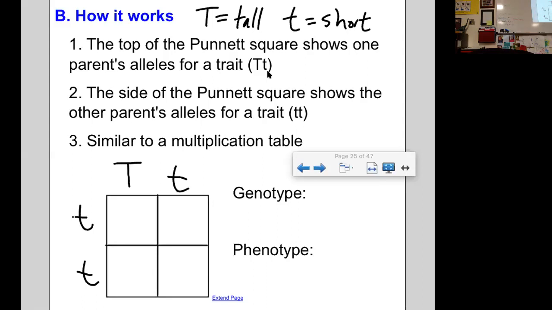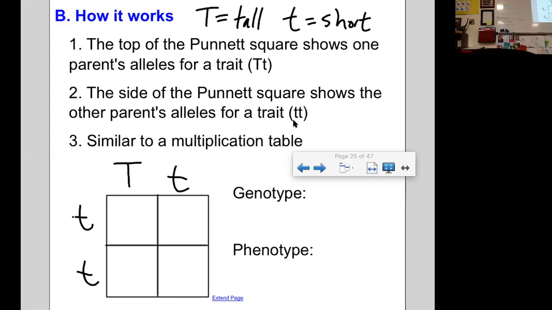So looking at parent 1, big T, little t, is this individual tall or short? Tall, okay. So that big T is dominant. It will cover or mask the recessive allele for short. Is this individual heterozygous or homozygous? Heterozygous, because the letters don't match each other. We have a big and a small.